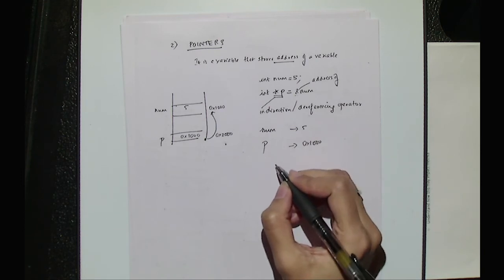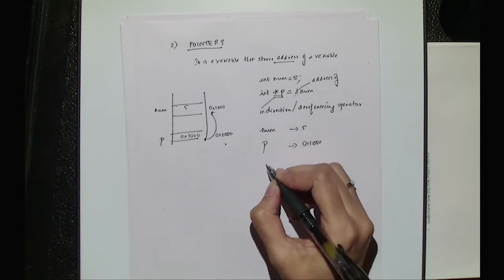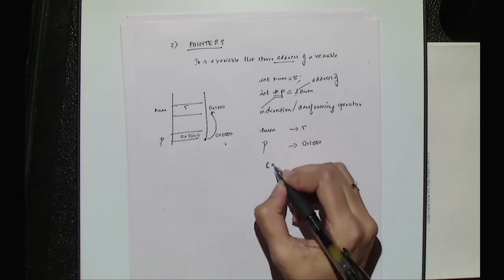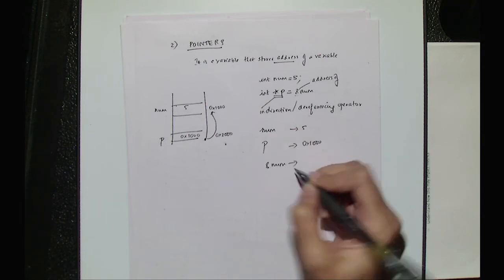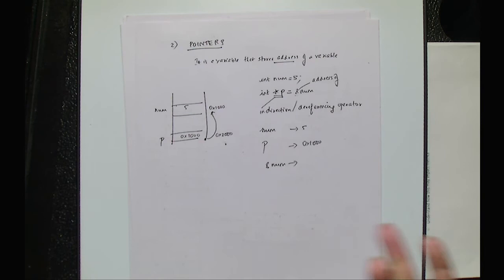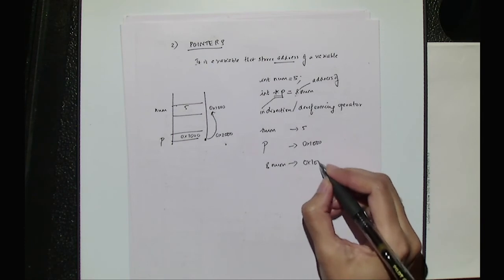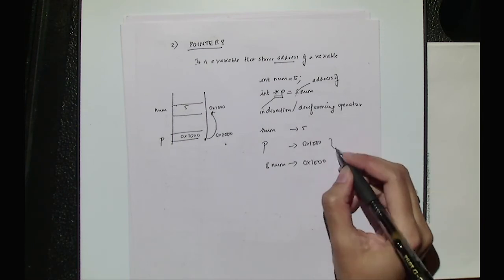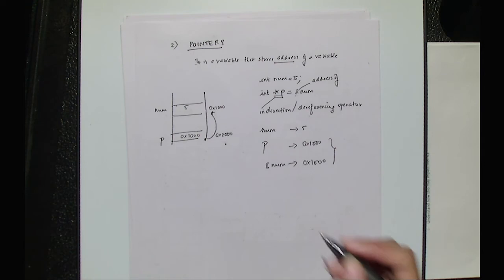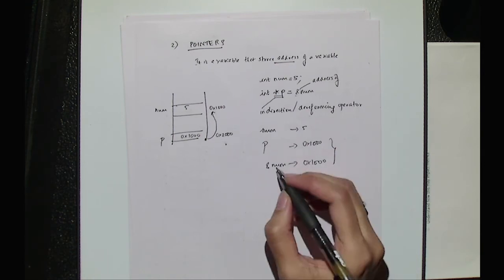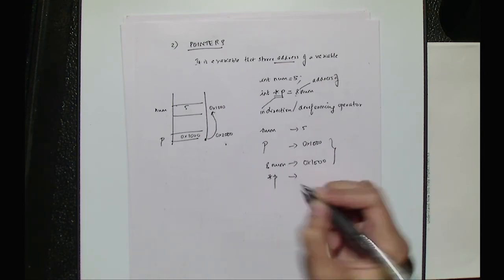So what if I give this? What is this? What's the value of this? What's the address of num? Do you see how these two are similar? And then what do you think this would be?